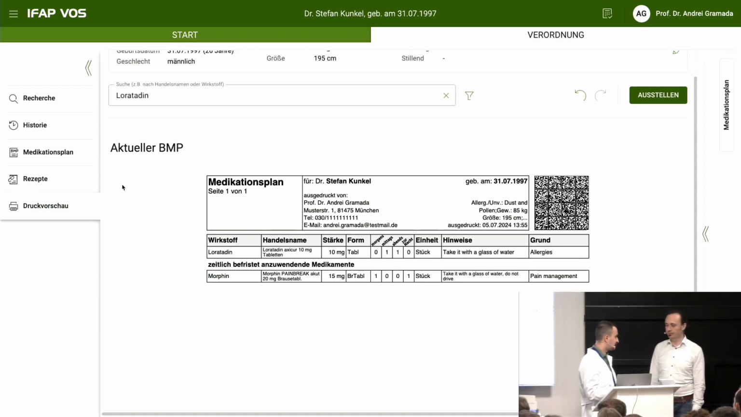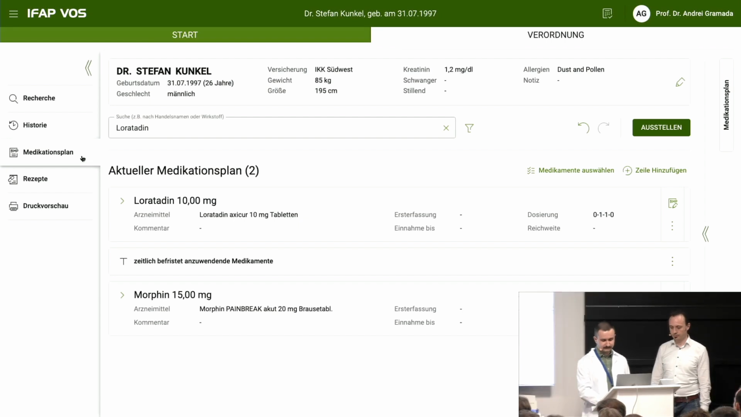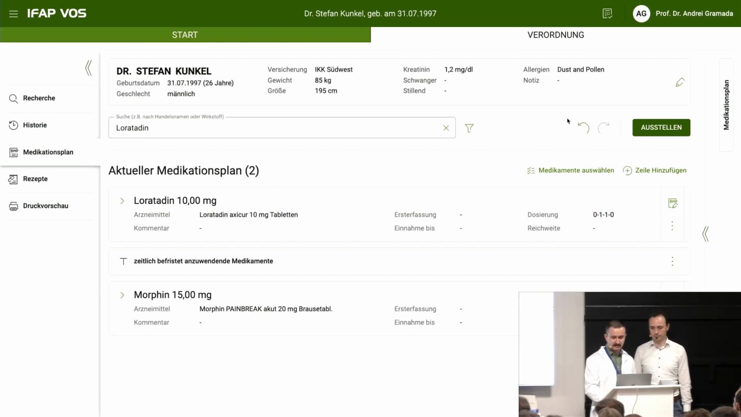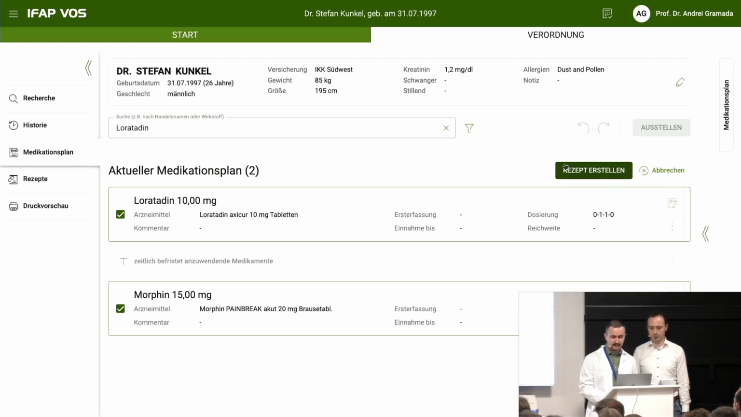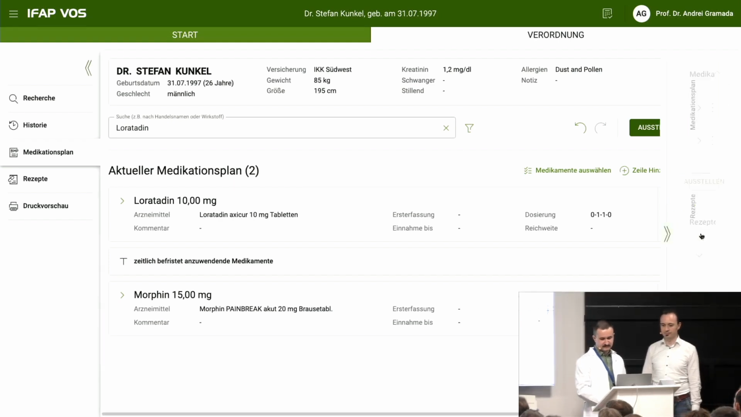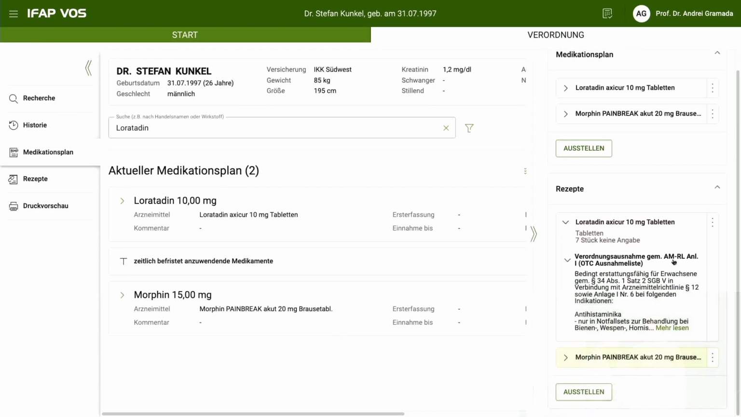But, OK, how do you get the medication? You need the prescription, right? So let's create the prescriptions for you. This way, we can just select one medication we want to prescribe. We'll have them both selected for both of Stefan's illnesses, let's put it this way. And, of course, on the right side now, we're going to see a few things under the Rezept area.